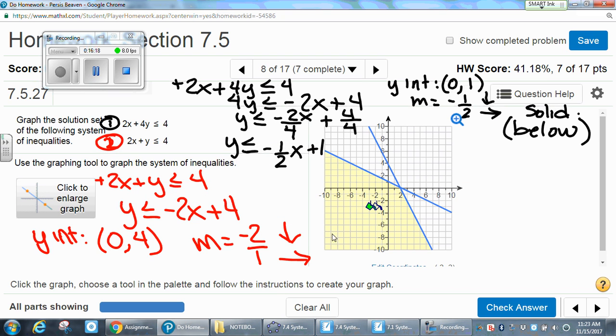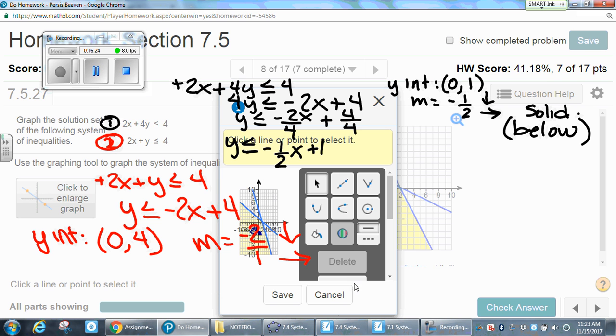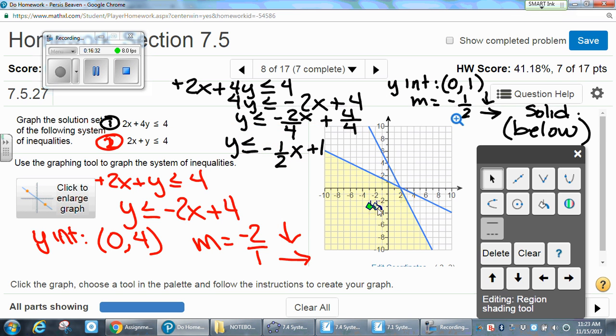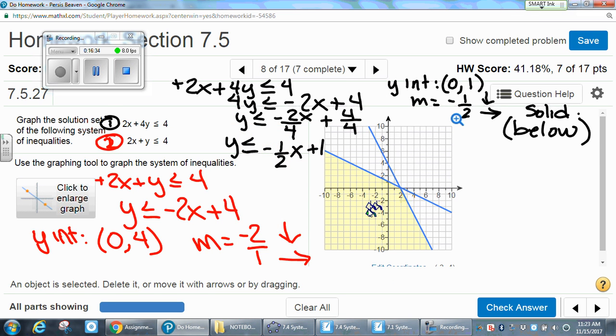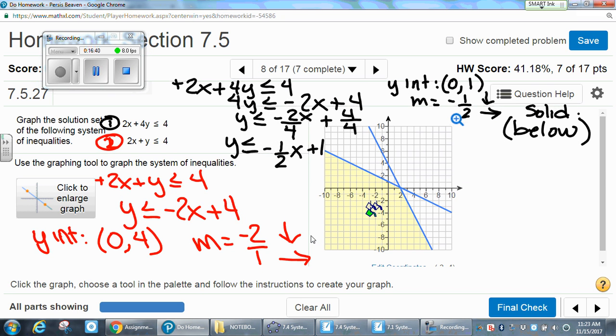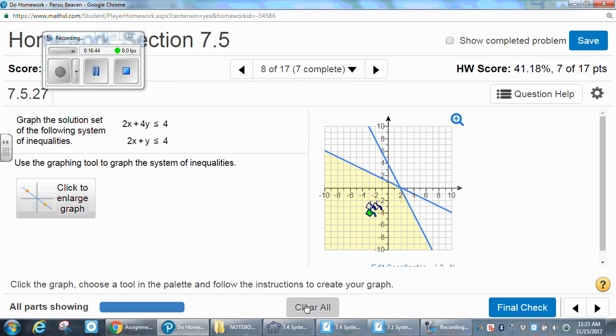Whoa. Okay, I didn't. So I'm going to do it the other way. I don't know what I'm doing wrong. I'm just going to clear. Let's just clear everything. Why is it doing that? No. Okay, so skip. I'm on my final check.